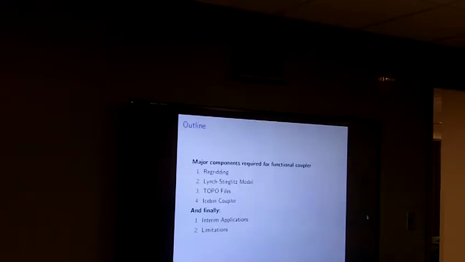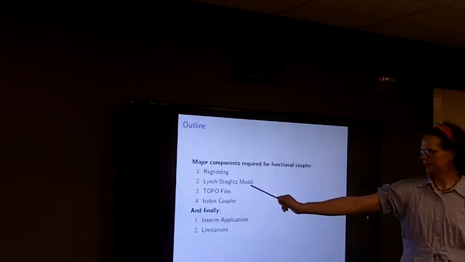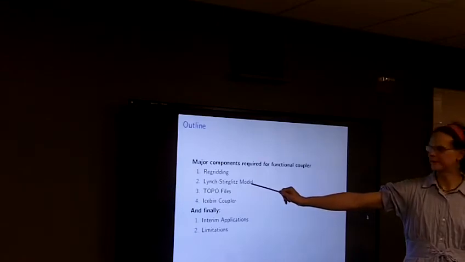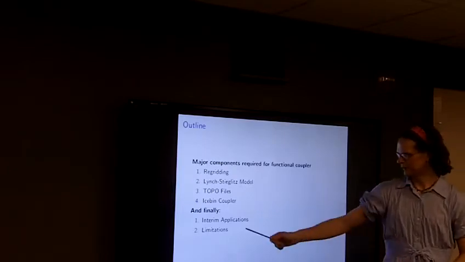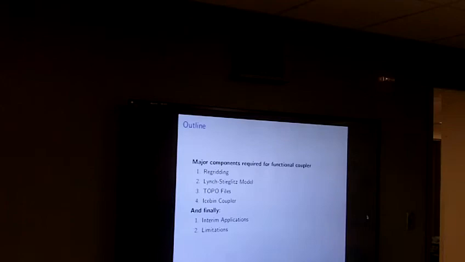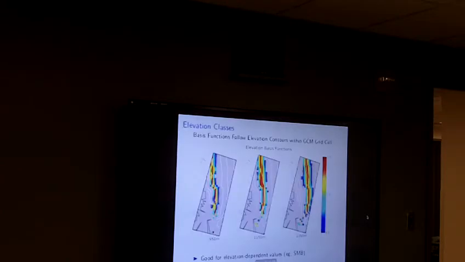Okay, so I'm going to talk about the different components that are required to get a functioning coupler: regridding, the Lynch-Stieglitz model, which we're using for the ice surface model, topo files, or boundary conditions, and then finally the coupler. And I'll talk about a couple of things we have in the meantime. So first is regridding. Regridding is a boring topic in a sense, but I've ended up putting a lot of the stuff that we want into the regridding, so there's a lot to talk about here.